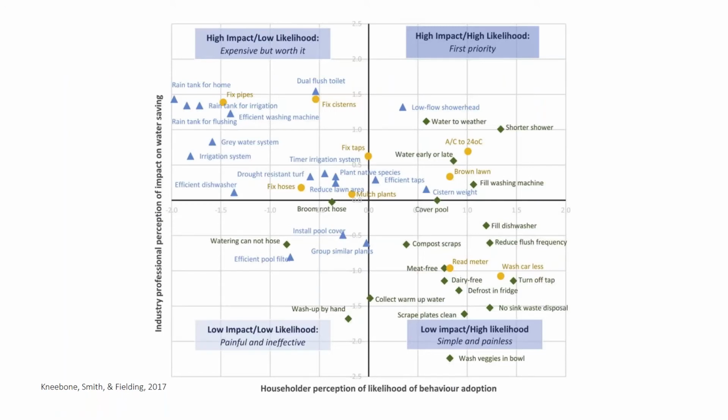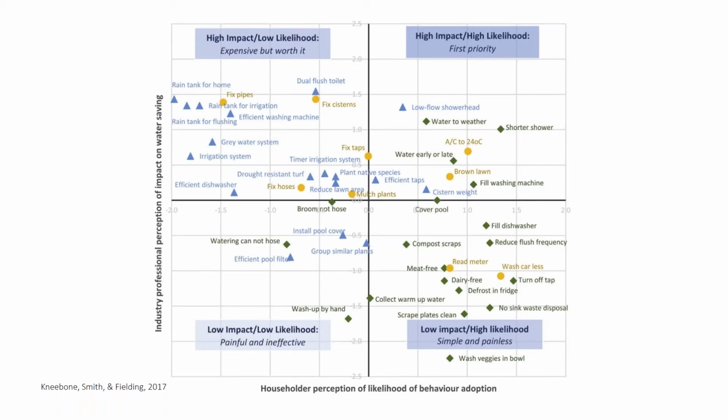And to give you an example from Sarah's work, she looked specifically at water-saving behaviours, and in the top left-hand corner there you can see the high impact but low likelihood behaviours are the ones that by and large cost a lot of money. So installing a rainwater tank or a grey water system will save a lot of water, but there's also a lot of cost involved. And so if we wanted to get more people to do this behaviour, we would probably need to provide some kind of financial incentive to encourage that to happen.